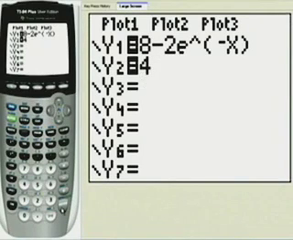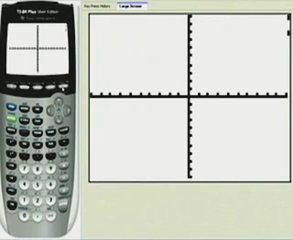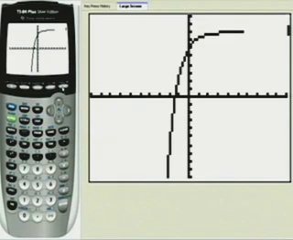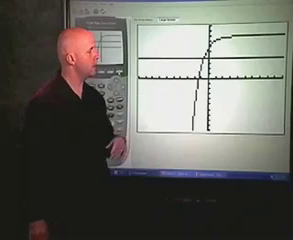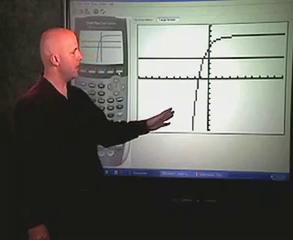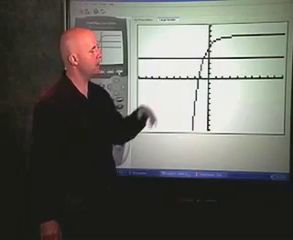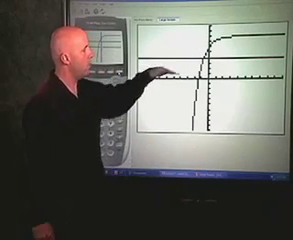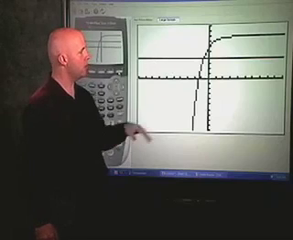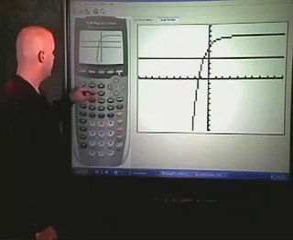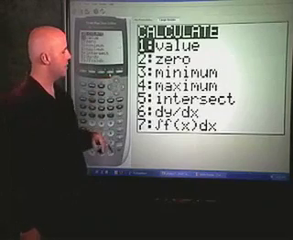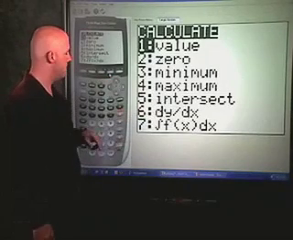Hit enter. We're going to graph that using our standard viewing window, which is minus 10 to 10 in both directions. See the graph of y1, we have the graph of y2. In y1 we had an exponential, which is increasing, and we have a constant in y2, so we know they're not going to cross at any other points except the one we see here. So we'll go to our calc menu, second calc, find the intersection point using option number 5.